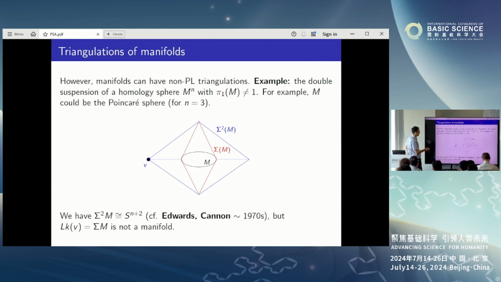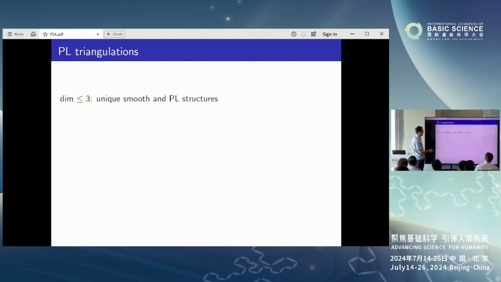It's not true for the suspension itself because locally near this vertex, if you look at the neighborhood and take out a point, that looks like M, and it's not simply connected. Whereas for the ordinary sphere, it's simply connected. But if you do the double suspension, Edwards and Cannon proved, in a deep theorem, that this is a sphere, S^(n+2).